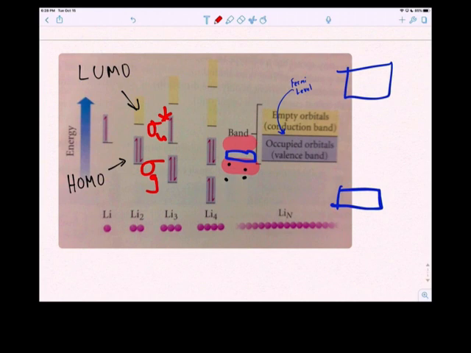So conducting electricity, that's a 1, and not conducting, that's a 0 for our binary code. Okay, let's go back to lithium.